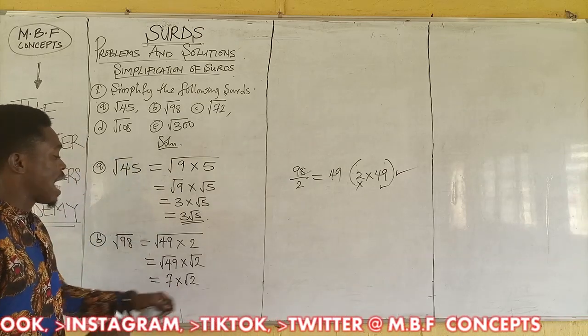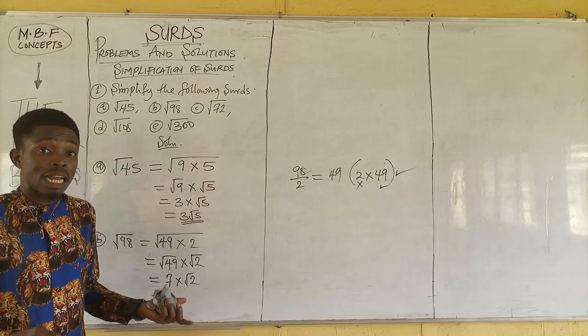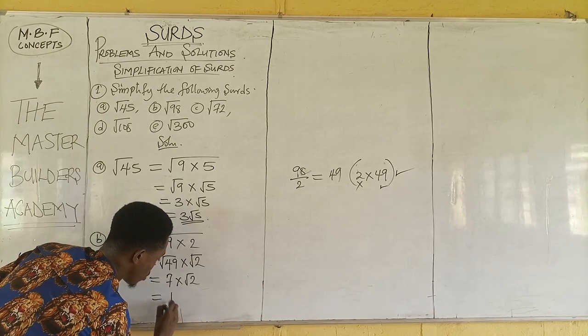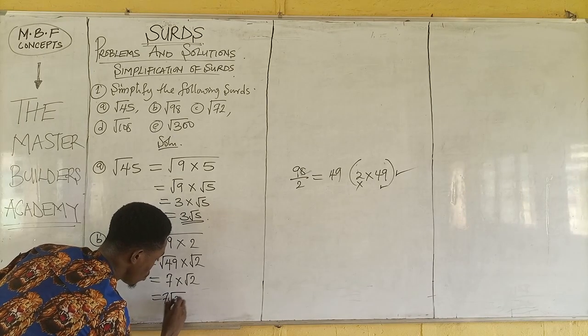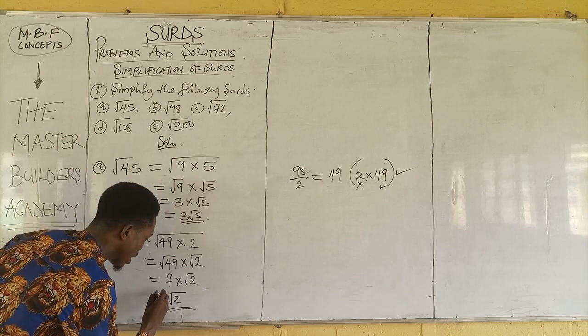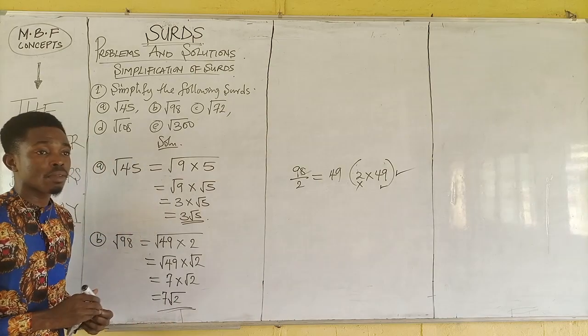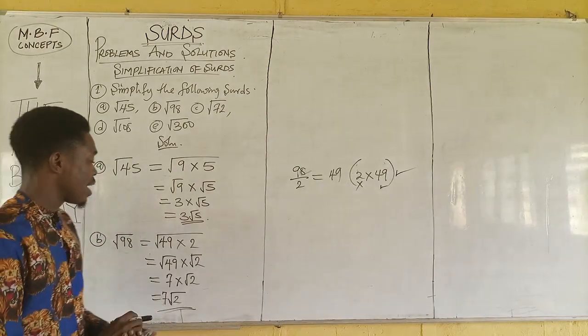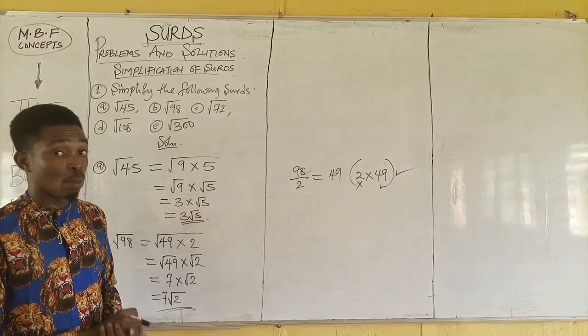Finally, 7 times root 2. They are not of the same class, so I'm going to have this as 7 root 2. This is the answer to this very question, 7 root 2. Like I said, a number inside the square root cannot multiply a number without a square root.